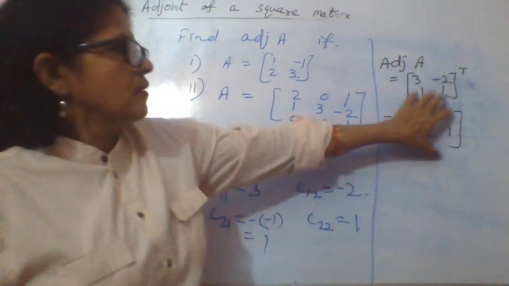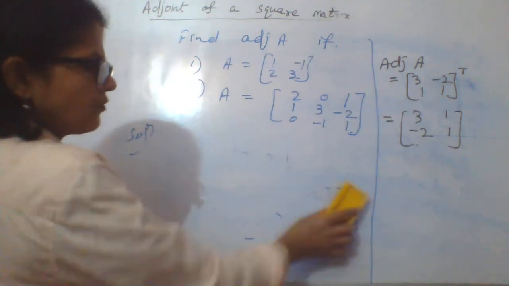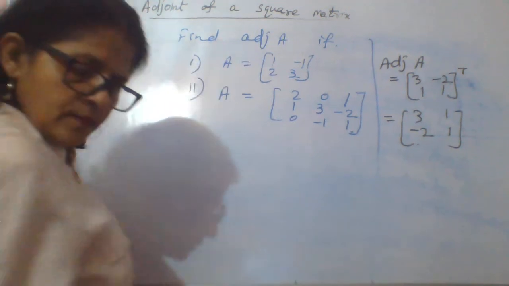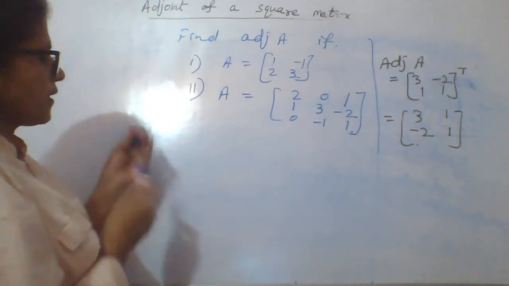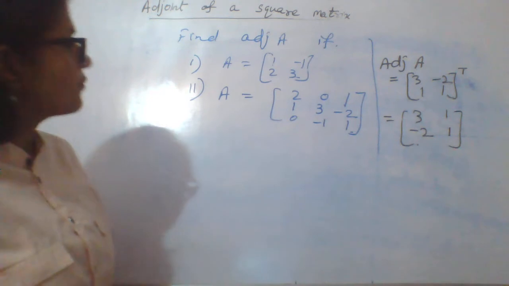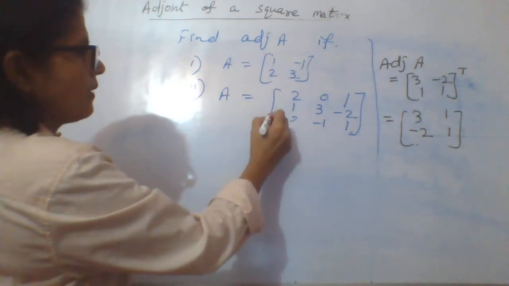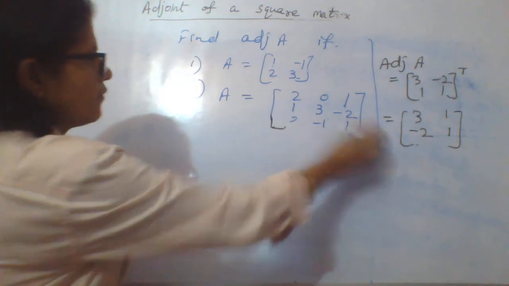How to get the cofactor, then how to get the adjoint of a 2 by 2 matrix. Coming back to the second case. The second case is how to get the cofactor in the case of a 3 by 3 matrix.